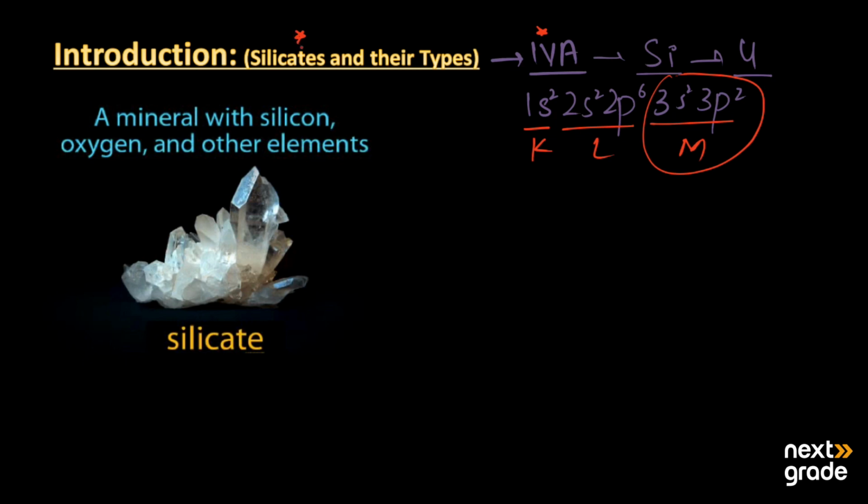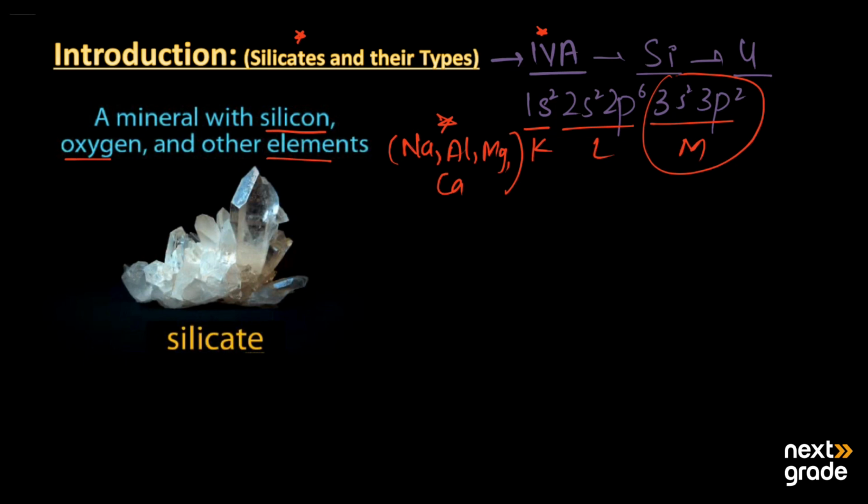By definition, silicates are minerals which contain silicon, oxygen, and other elements. These other elements may be sodium, aluminium, magnesium, or calcium. So when silicon combines with oxygen and these types of elements, the resulting compound is called a silicate.